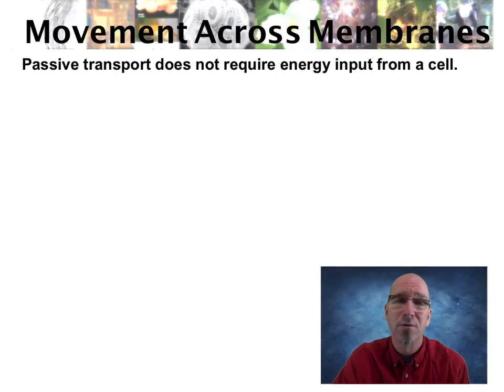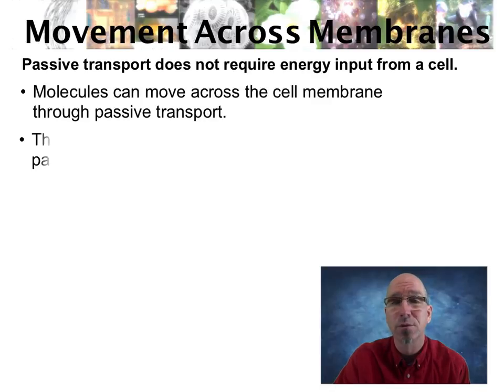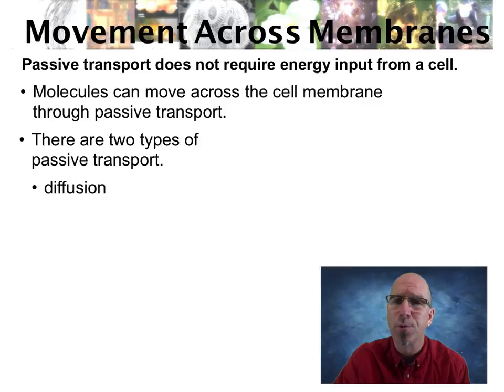Now, we call this kind of movement passive transport. It doesn't require cells to use any energy. The energy is simply provided by the movement of molecules. So that's called passive transport. There are a couple of kinds of passive transport: diffusion, which is the movement of anything down a concentration gradient from an area of high to low, and osmosis, which is the movement of water.